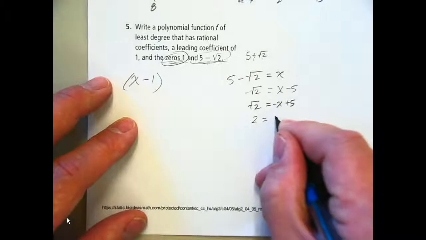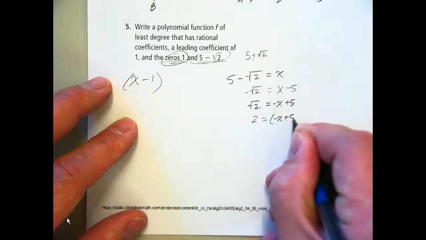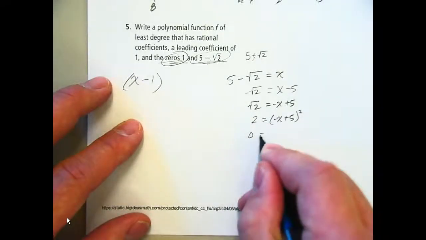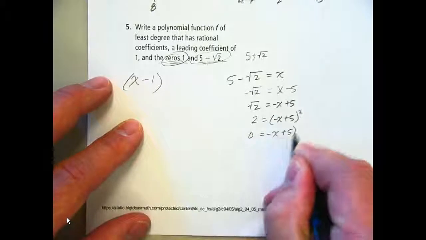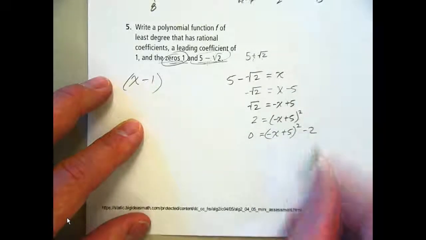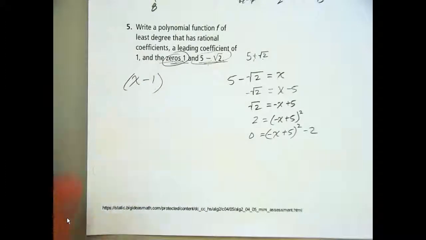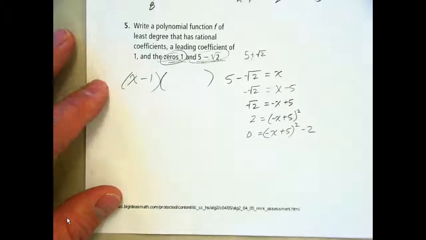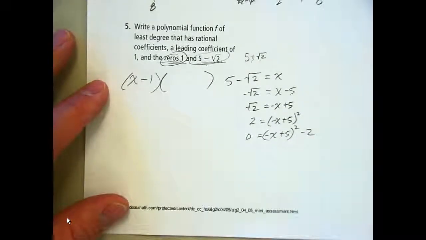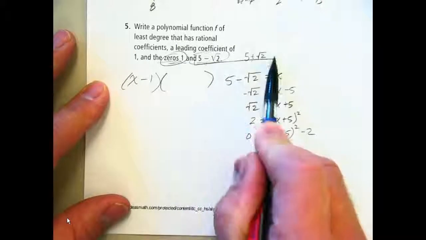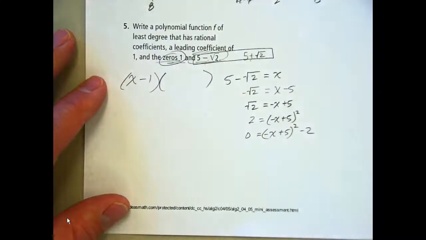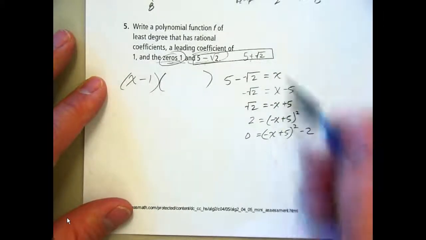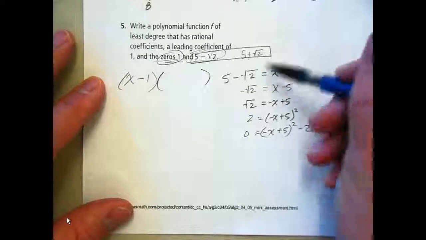Okay? So when I square that, it gives me negative x plus 5 quantity squared. And then subtract the 2 over. All right? That's going to give us this piece right here that we want so that we can write the polynomial out. Okay? That's going to take into account both of these zeros by doing that. All right? So we're kind of unsolving it. If you're working this way, you've solved it.